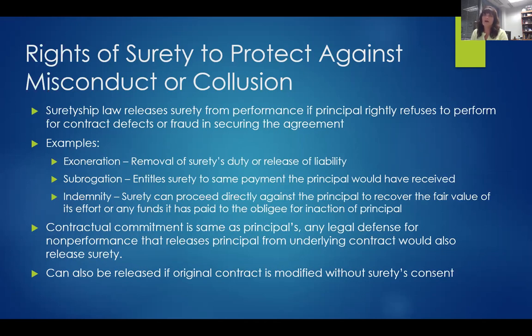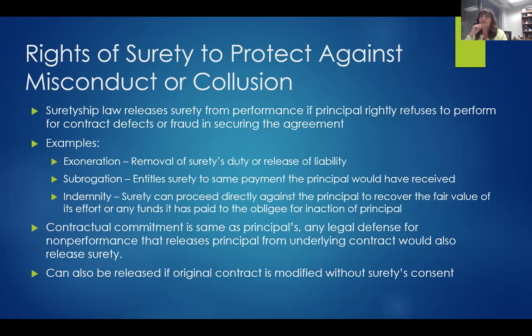So suretyship law releases the surety from performance if the principal either rightly refuses to perform the contract for defects, or if there's fraud in securing the agreement. So maybe they misled the surety in what their skill sets were or their financial state. If they lied to the surety, that would protect the surety from having to do something that it wasn't expecting to do because they failed to give you full information. And if there's any major contract defects, like I said, this shoddy work that they haven't followed through on.